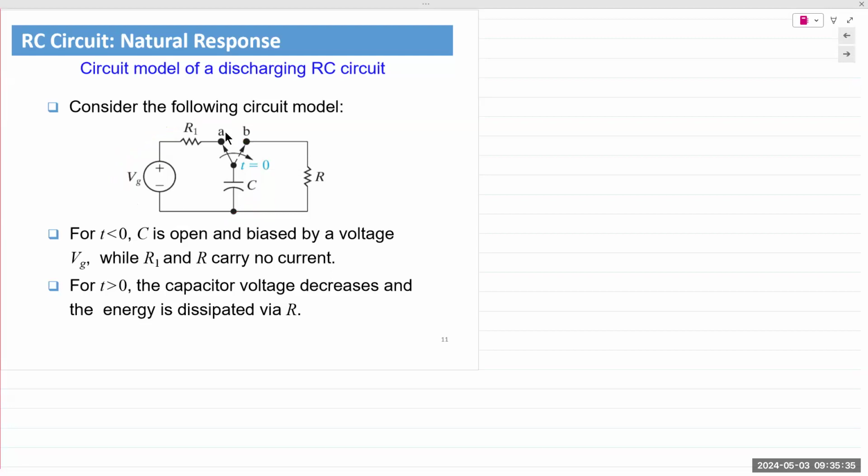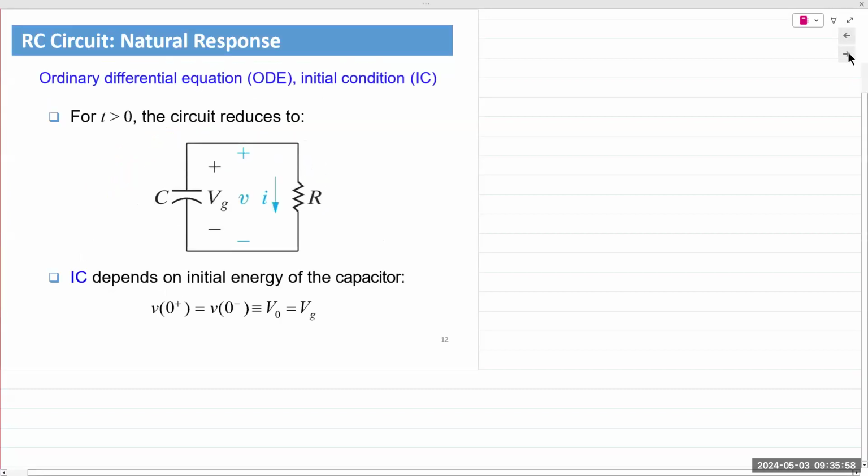At some point in time, the capacitor reaches full charge. After that, the switch flips to position B. The generator is disconnected. The capacitor is connected to resistor R. No more source in the circuit. If there is no more source present, the circuit looks like this: a fully charged capacitor connected to a single resistor. So we have one capacitor, one resistor. We have a first order circuit again.